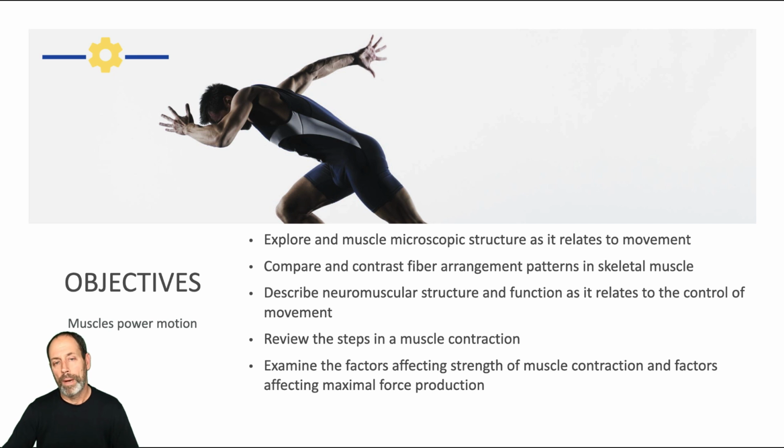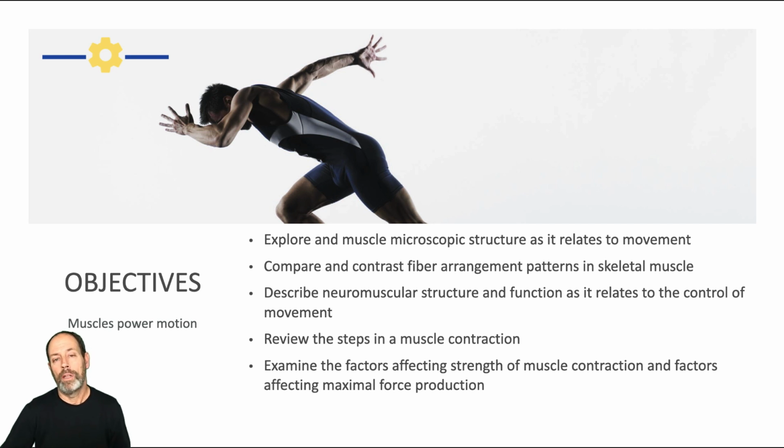We'll discuss the neuromuscular system, how the nerves and the central nervous system coordinate and control human movement. We'll look at the steps in a muscle contraction and discuss where there might be limitations in these steps that can affect strength output or endurance.